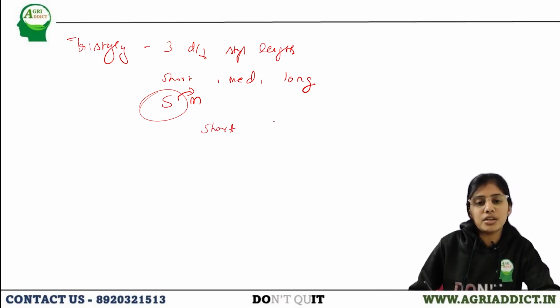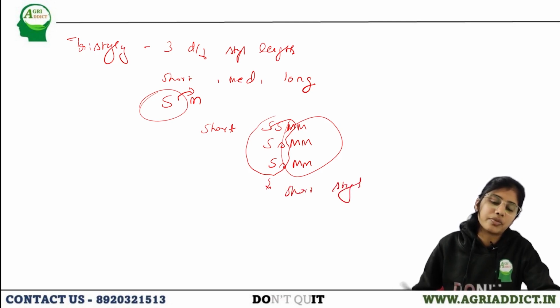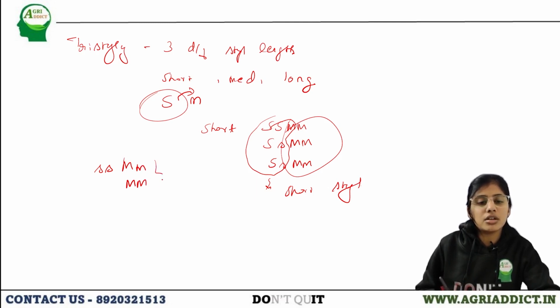So the condition should be yes, S or M, M or S, S, M, M, S, S, M, M, wherever. M doesn't matter. So S is in dominant condition, then it will give a short style. Okay. So only when S is in complete recessive condition, M will express either in homozygous condition or in heterozygous condition. It will give a medium style.